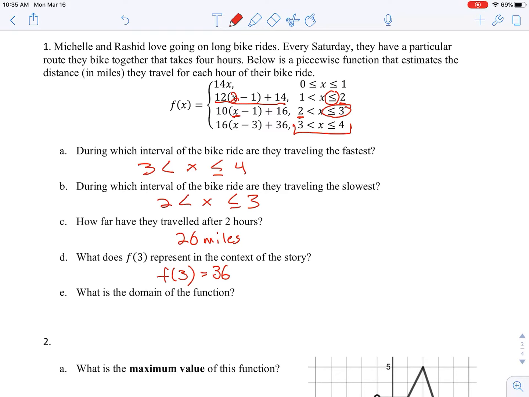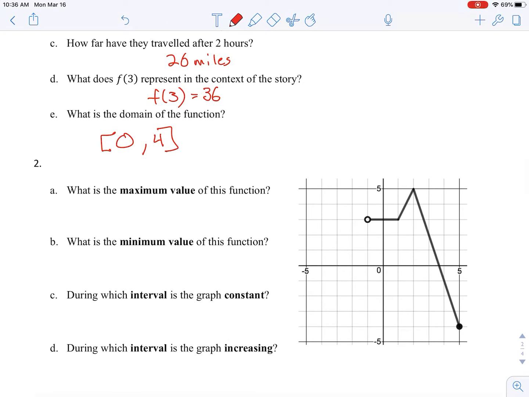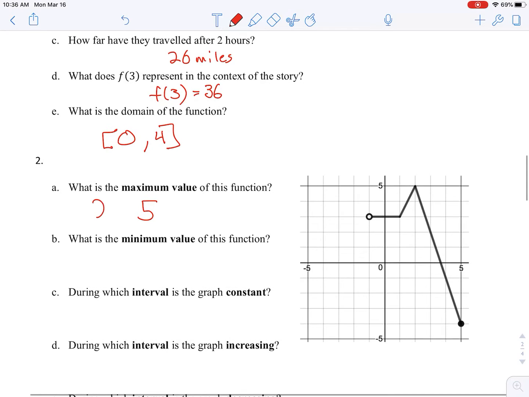Domain is what can x be? So the smallest thing x can be is 0, and the biggest thing it can be is 4. And those brackets mean that 0 is included and that 4 is included. What's the maximum value of the function? A lot of people on this part just put 5. Must be precise. That is the point 2 over and 5 up.